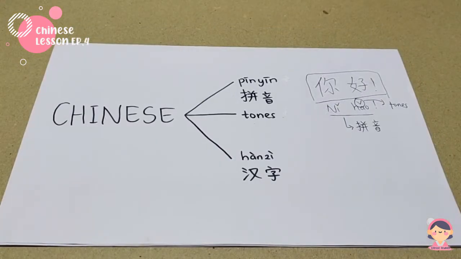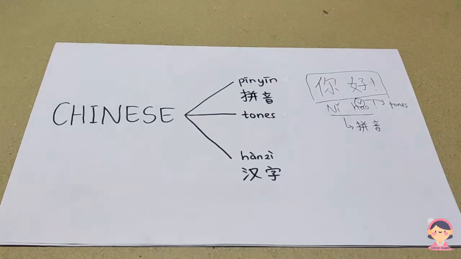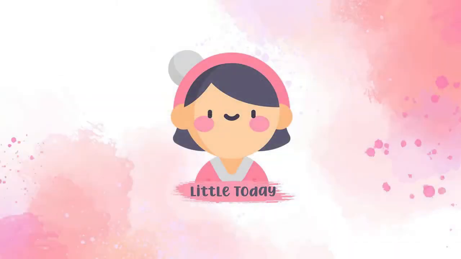And because today we finished learning about Hanzi or the Chinese characters, it means that we have finished all of our basic Chinese lessons. So in the next lesson, we can start to learn about Chinese grammar and learn more Chinese vocabularies.